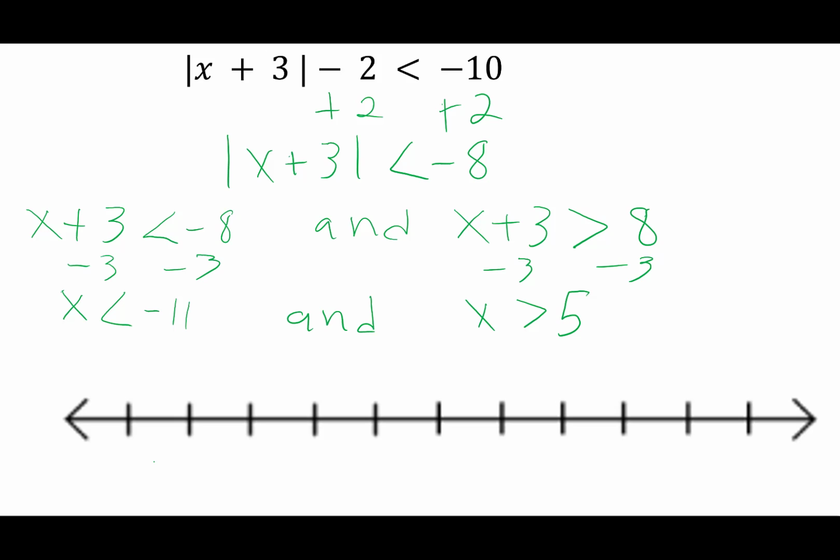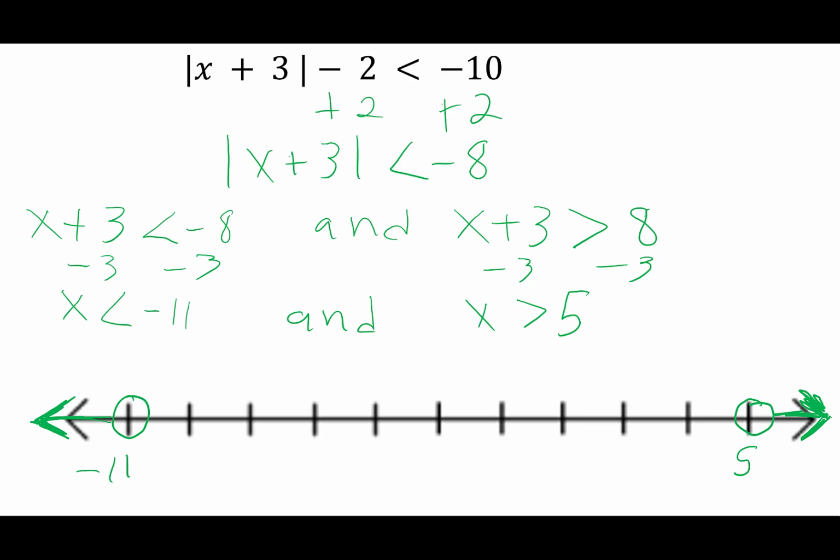Okay, so we're going to kind of look at this, and I know my number line may not have enough space here, so we're just going to put these at the end. Negative 10, negative 11. Okay, so we've got an open circle at negative 11, and I'm shading to the left because it's less than. Open circle at 5, and I'm shading to the right because it's greater than.